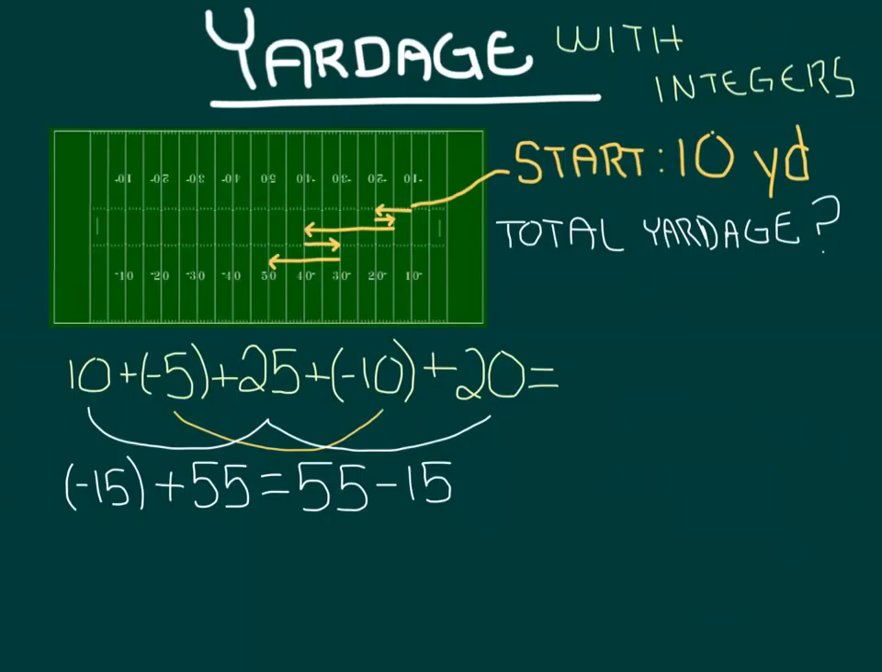plus 20. An easy way of finding this out is you first add the negatives together, so -5 plus -10, and that equals -15. Then you would add the positives together, so 10 plus 25 plus 20, that equals 55. So -15 plus 55 is the same as 55 minus 15. And that, of course, equals 45. So the total yardage that the students have run is 45 yards.